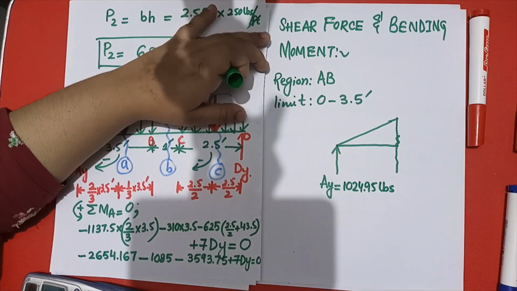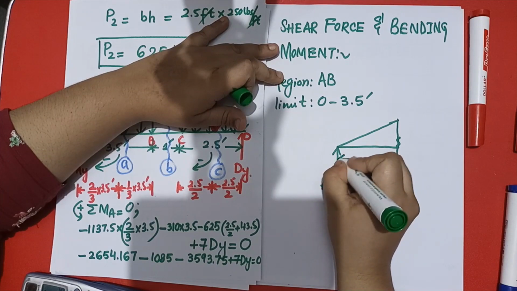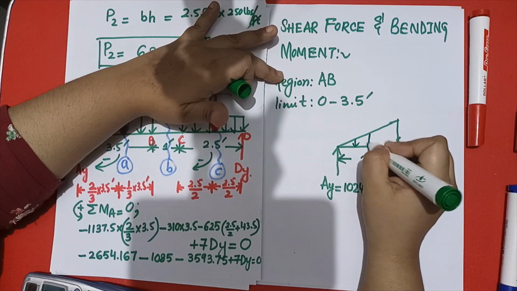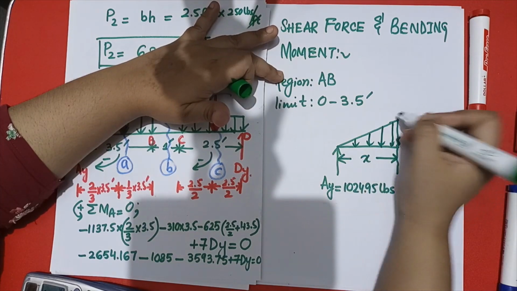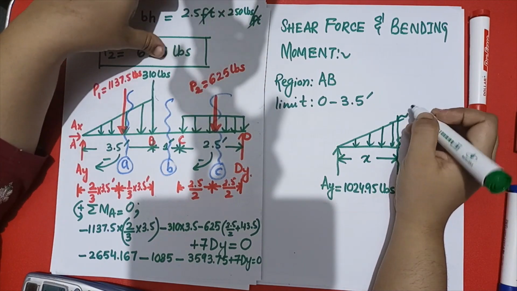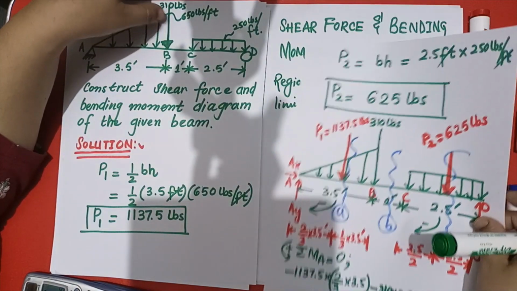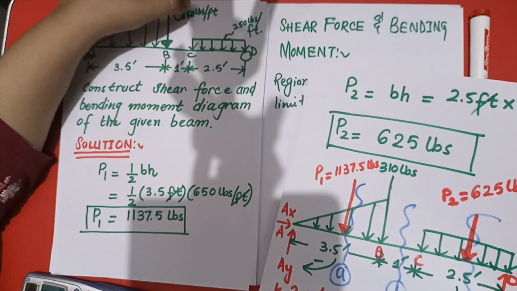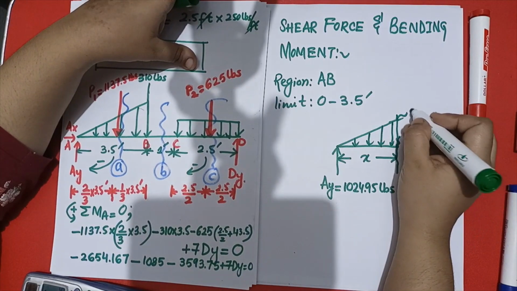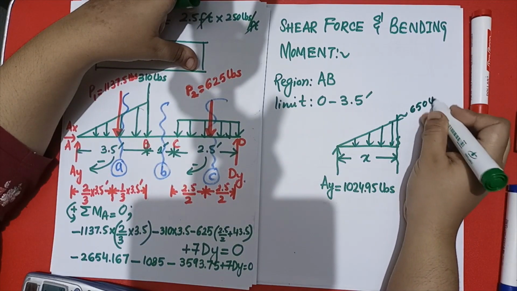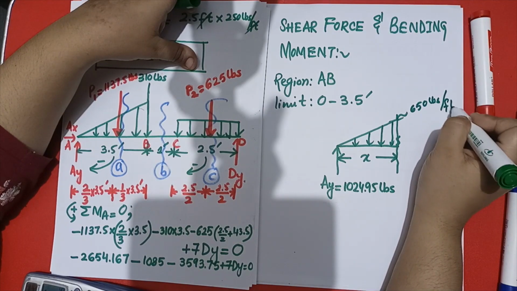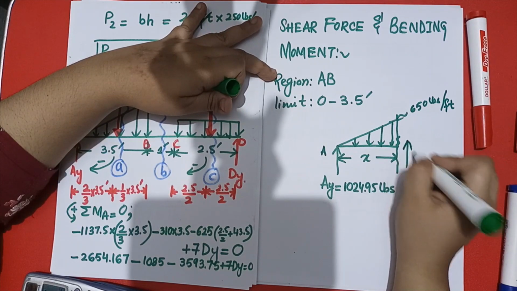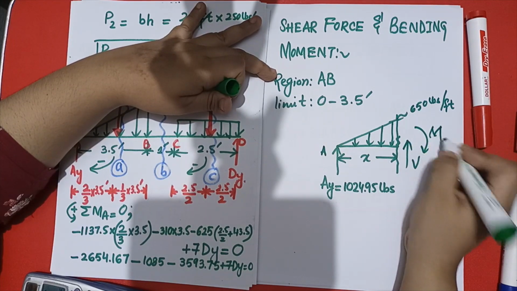Next step, what we have to do: this is X, because we don't know the distance at which we have cut the section, so for the X value we have to calculate it. This is given in pounds per foot, sorry, 650 pounds per foot. So I have to take 650 pounds per foot. And then this is A, here is V, and this is moment.